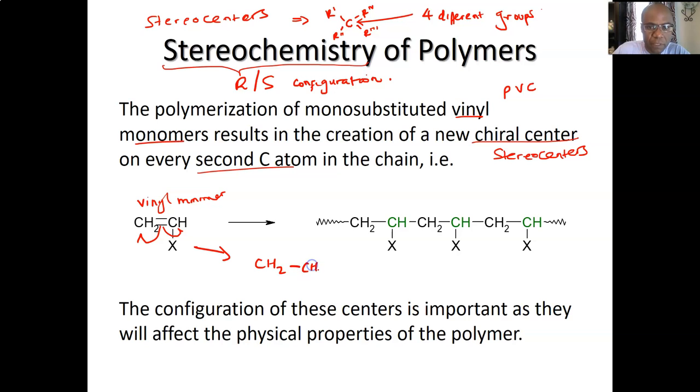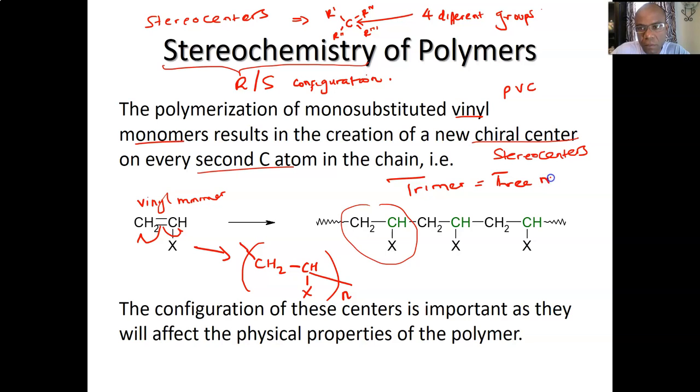In chain growth polymerization, the element count is the same. So you make sure you have all elements in there, and then of course you put hanging bonds, which imply polymerization is going on this way and this way, and it's the monomer repeated n times. So if I were to show three monomers, this is a trimer because it shows three monomers.